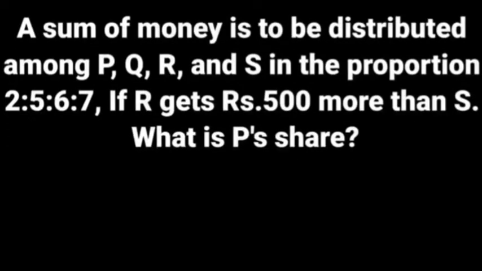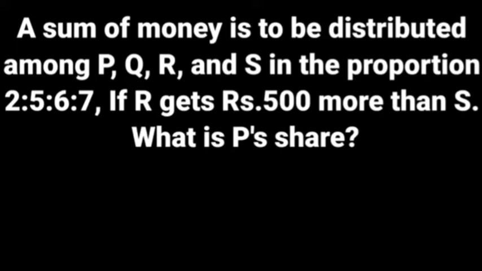So the next question: a sum of money is to be distributed among P, Q, R and S in the proportion 2 is to 5 is to 6 is to 7. If R gets rupees 500 more than S, what is P's share? So the answer is going to be very simple. The question is only big.